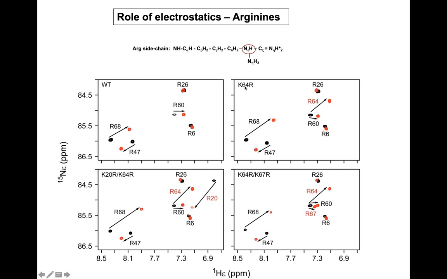And so we mutated 3 lysines. You can see K64, K20, and this is another double mutant, K64, K67. By doing NMR, we could definitely show that the lysine to arginine mutation did not affect the structure, and that these arginines are also involved in binding. At this stage, the only thing I can tell you is that it is involved in binding. I can't tell you anything more than that.